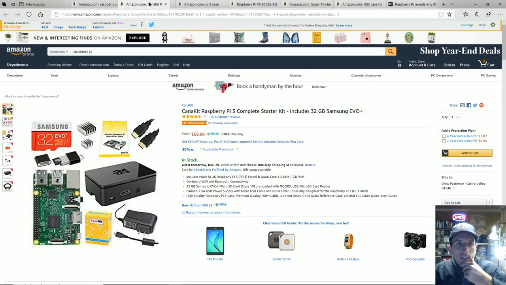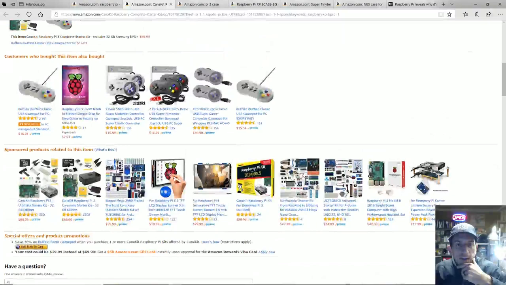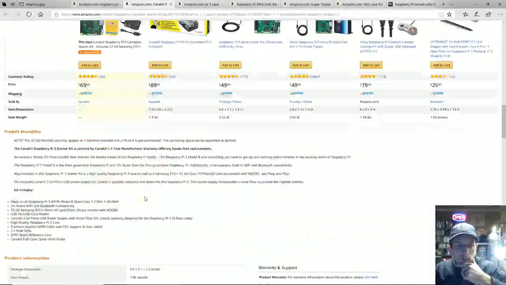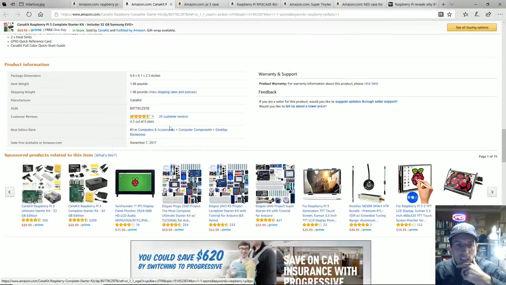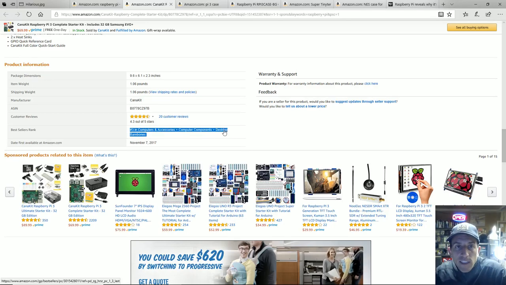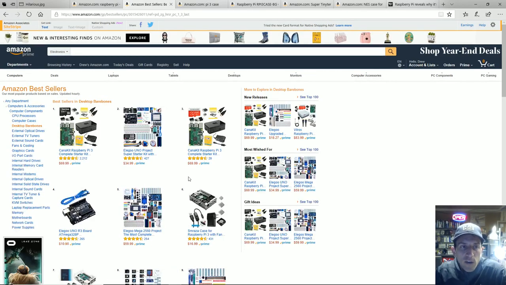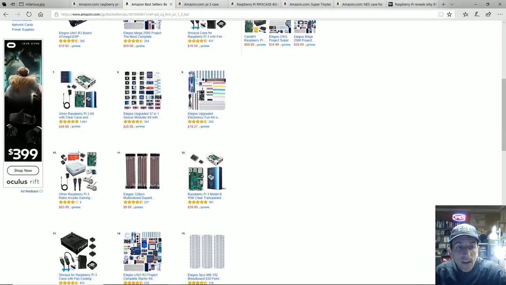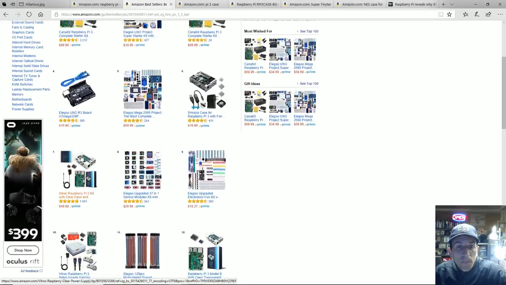So let's just say we clicked on this one right here. If you scroll down, this one already says number one. Oh, it's number one release. But you can see here that it's actually only number three in bare-bone desktop PC. So let's go to desktop bare bones, and we can sort it by best sellers, and we could see what's selling the best on Amazon. So you can see that it looks like most people go for a $70 kit, which is interesting to me.